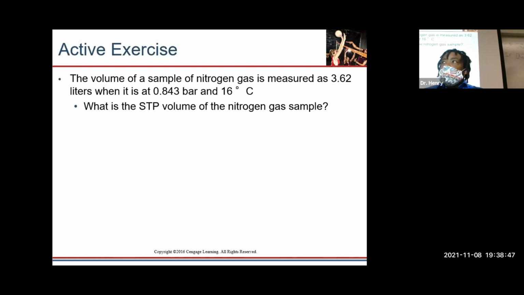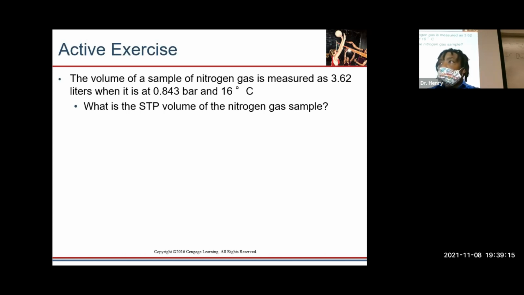The volume of a sample of nitrogen gas is measured as 3.62 liters when it's at 0.843 bar and 16 degrees Celsius. What is the STP volume of the nitrogen gas sample?